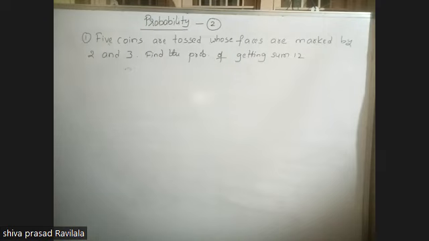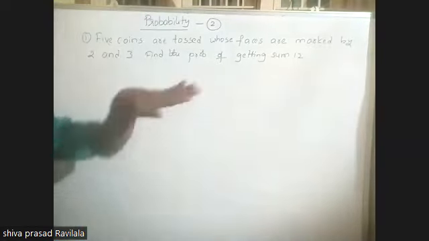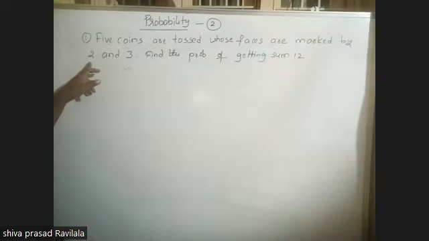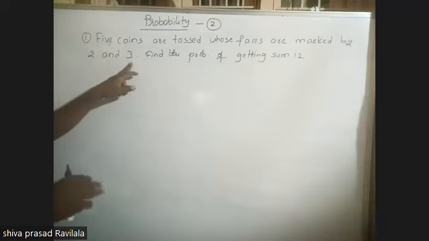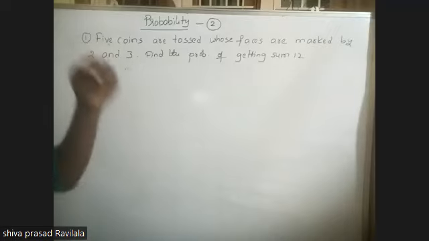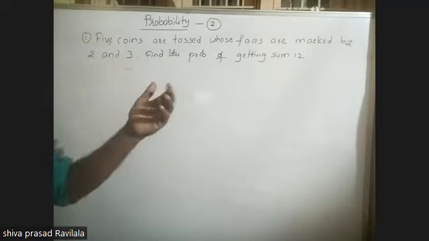Observe that 5 coins are tossed whose faces are marked by 2 and 3, and find the probability of getting sum 12. Generally, by a coin we consider that it has head and tail, but here they changed the faces. In place of head they may write 2 and in place of tail they may paste 3. Then find the probability of getting sum 12 when 5 coins are tossed.